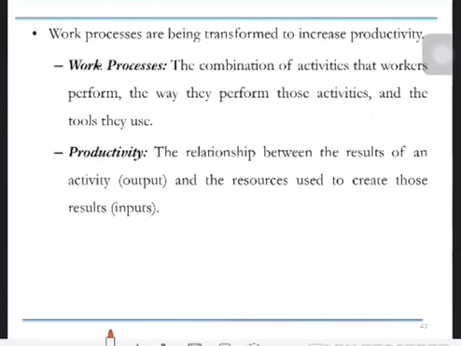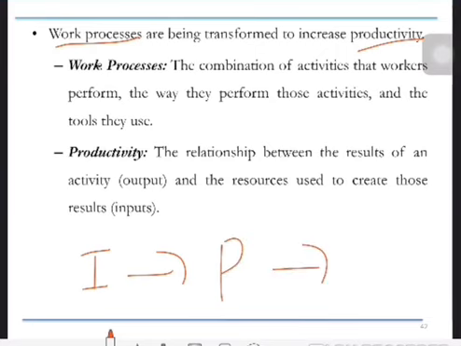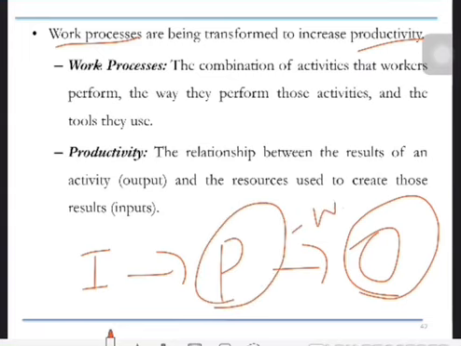Work processes are being transformed to increase productivity. In order to increase productivity, we have to work on the work process. In a work process, we have input, we have process, then we have output. So in order to increase the productivity or the output, we have to work on the work process. So we have to improve such work process in order to increase the productivity of the organization.